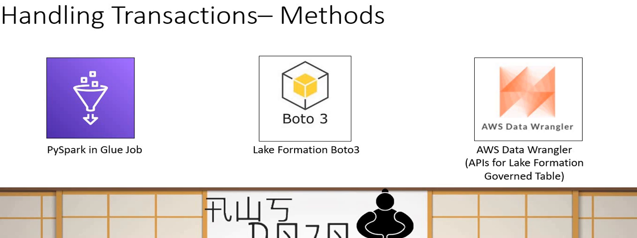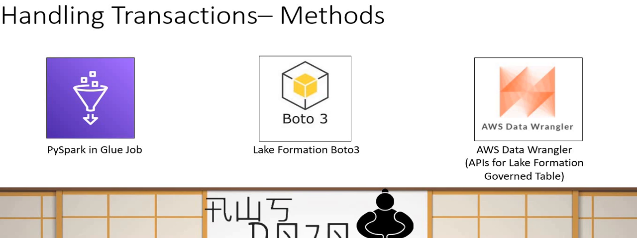What are the methods available within an AWS Glue job to handle the transactions? There are basically three methods available. You can use AWS Data Wrangler. If you look at the latest version of AWS Data Wrangler, it now has APIs for Lake Formation governed tables, and using those APIs, you can not only create and maintain your governed table, but you can also handle your transactions. Other than that, you can also use Lake Formation Boto 3. I'm using Python as an example here. So you can use the Lake Formation Boto 3 Python library to handle the transaction, and you can also use PySpark in a Glue job to handle the transaction. So there are basically three primary methods you can use to handle your transaction.